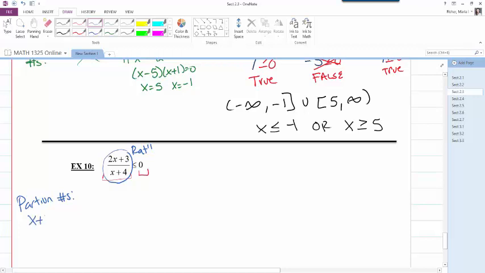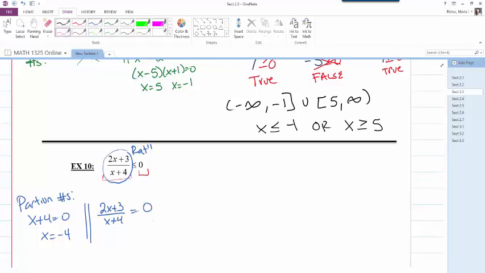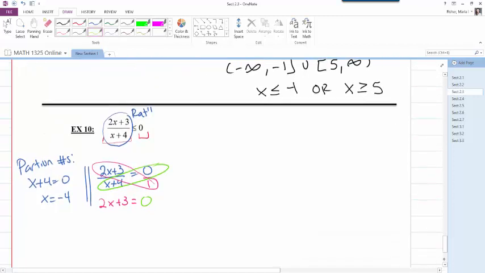So if I set x plus 4 equal to 0 and solve for x, I get x is equal to -4. So -4 is a partition number. And then I also have to set my function, which is 2x plus 3 over x plus 4, equal to 0 and solve for x. Well, this is a rational equation. I can put my 0 over 1 and cross multiply in order to solve this. So I end up with 2x plus 3 is equal to, multiplying the other side, 0. So solving for x on the left, I get 2x is equal to -3, and x is equal to -3 over 2, which is the same as -1.5.